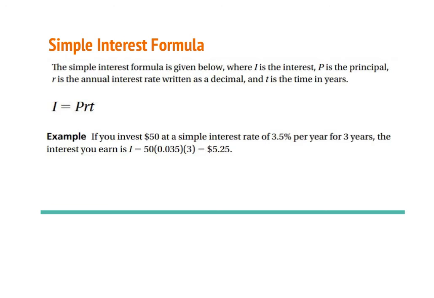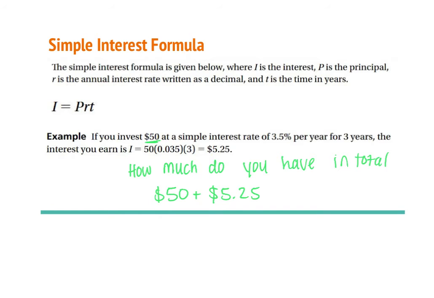Now, sometimes they will ask you, how much do you have in total? Okay, so that you have to factor in your original investment, okay? So your original investment was 50, and all you do is add the interest. So you add the 5.25, okay? This will give you $55.25. Okay?